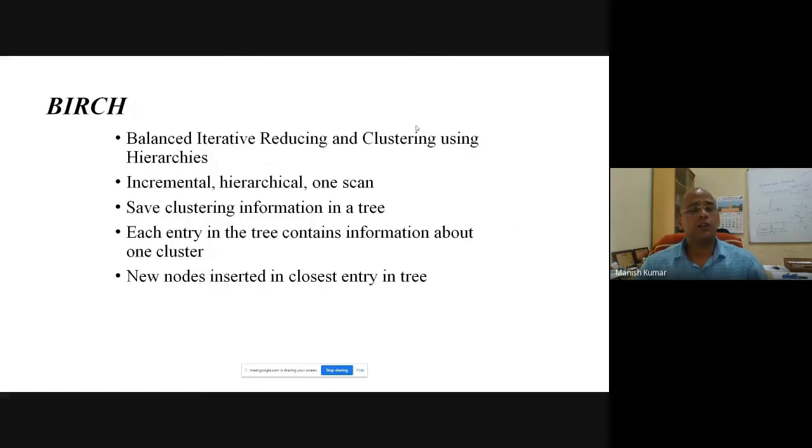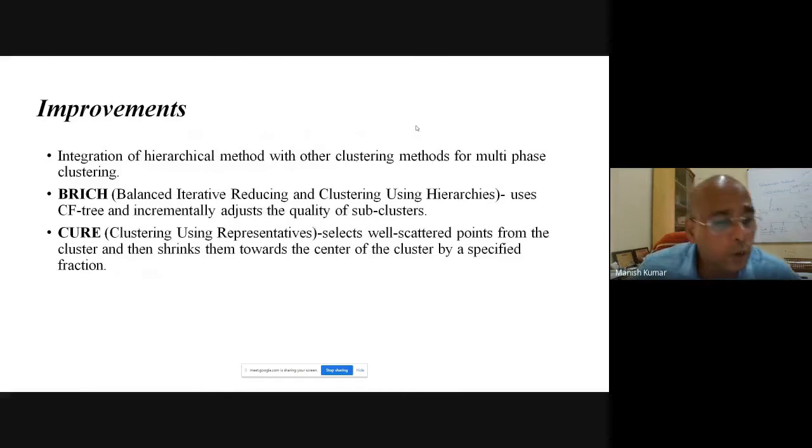As I told you, BIRCH is balanced iterative reducing and clustering using hierarchies, whereas CURE is clustering using representatives. So I'll be giving some details of BIRCH and CURE also, and then we'll move to DBSCAN.